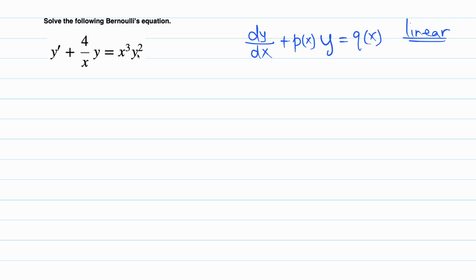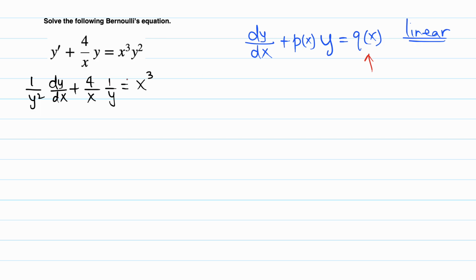So what we do is, just to make it linear, y square is causing the problem. Let's move y square to the left, which means divide both sides by y square. So divide through by y square. So here is 1 over y square, and I got y prime, which is dy over dx. Divide by y square. So 4 over x, y over y square means 1 over y equals x cubed.